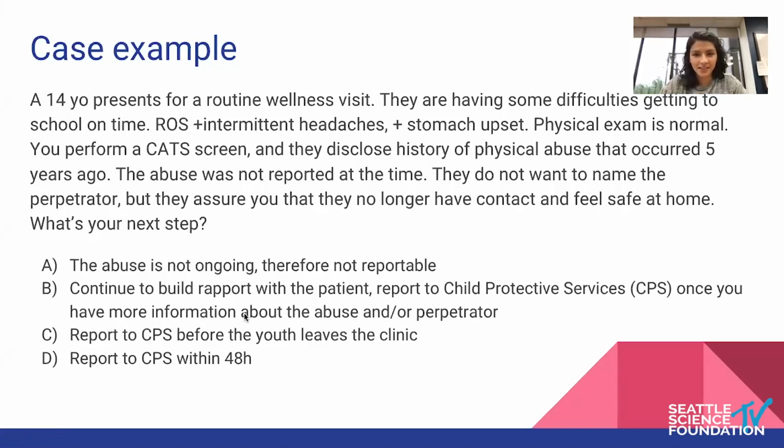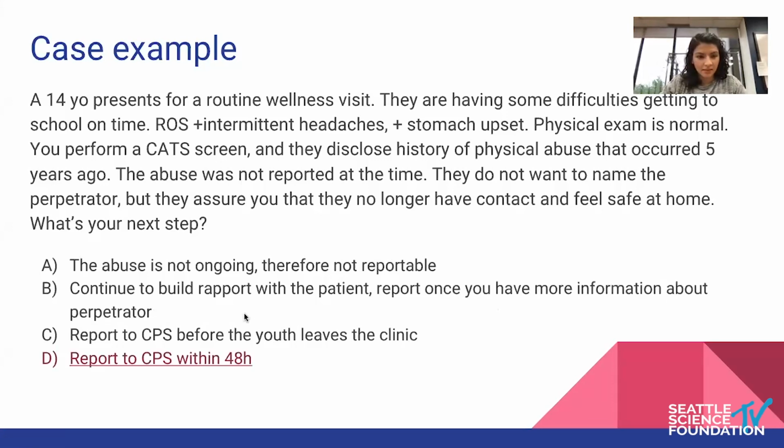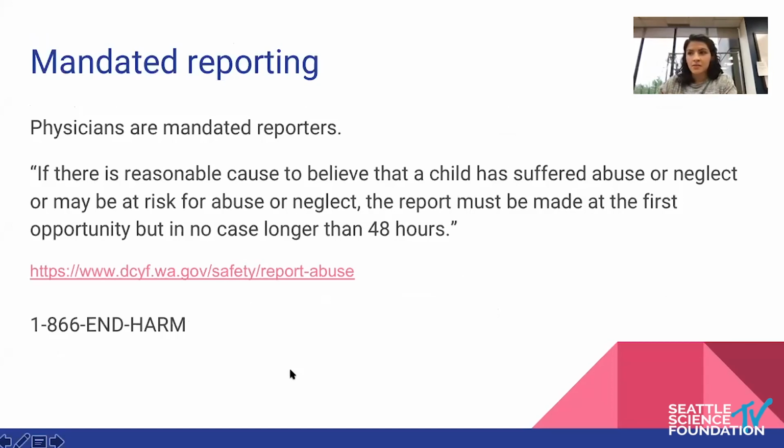Okay, so I see most people chose B. So the answer is actually report to CPS within 48 hours. So as a reminder, physicians, we're all mandated reporters. And if there is reasonable cause to believe that a child has suffered abuse or neglect, or may be at risk for abuse or neglect, the report must be made at the first opportunity, but in no case longer than 48 hours. So in this case, you have a young person who's disclosed a history of abuse.